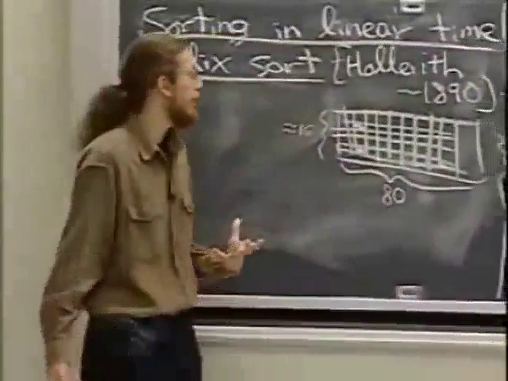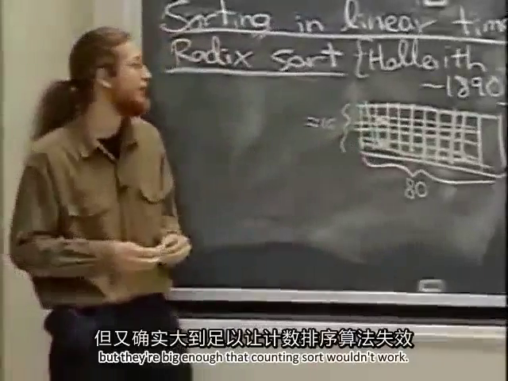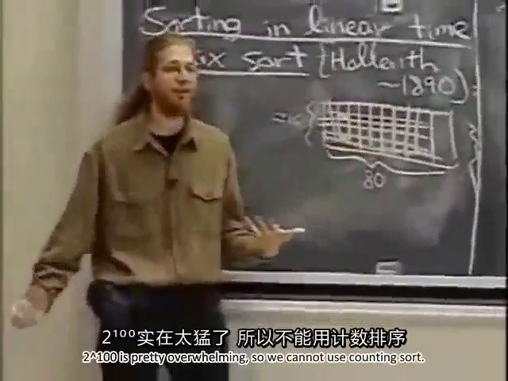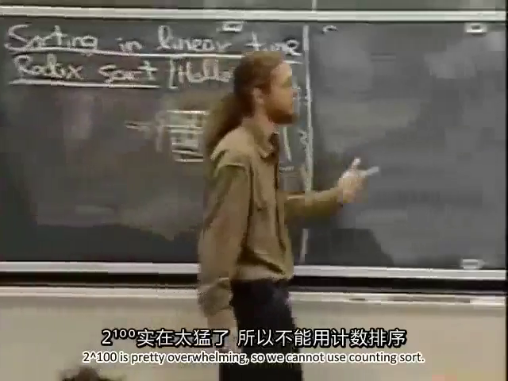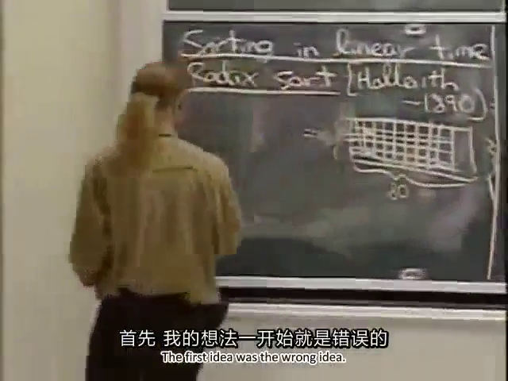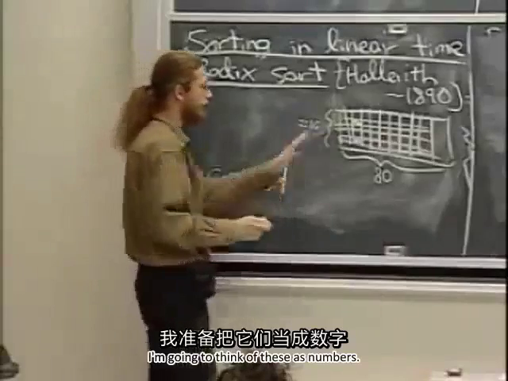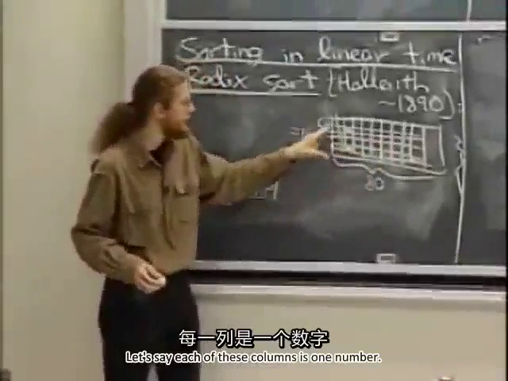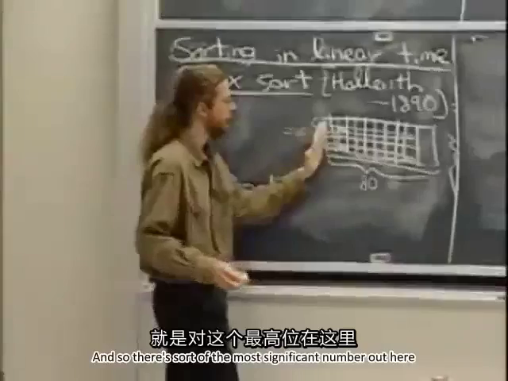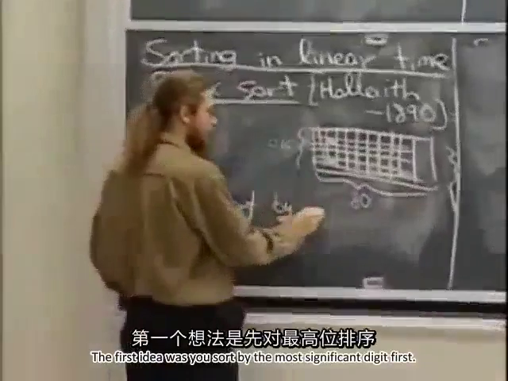In some sense, these are numbers, and the numbers aren't too big, but they're big enough that counting sort wouldn't work. If there were 100 numbers here, 2 to the 100 is pretty overwhelming, so we can't use counting sort. The first idea, which is the wrong idea, was to think of these as numbers. Let's say each of these columns is one number. There's the most significant number out here, and the least significant number out here. The first idea was to sort by the most significant digit first.